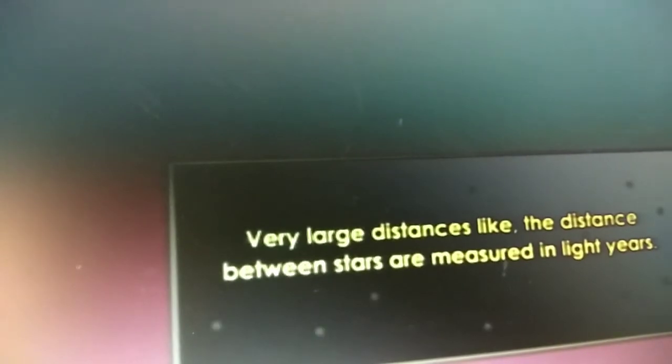In addition to the above multiples and submultiples of the meter, the prefixes mega, which is million, and micro, which is 1 millionth of a unit, are also commonly used. Very large distances, like the distance between stars, are measured in light years. The astronomical unit, AU, is now used to express such distances. It is the mean distance of the Earth from the Sun.